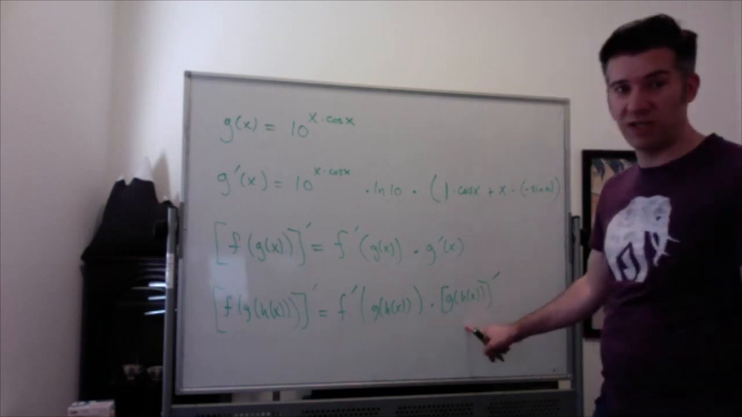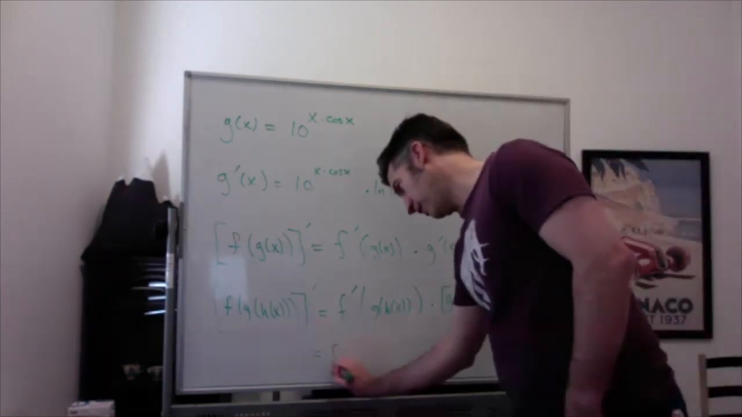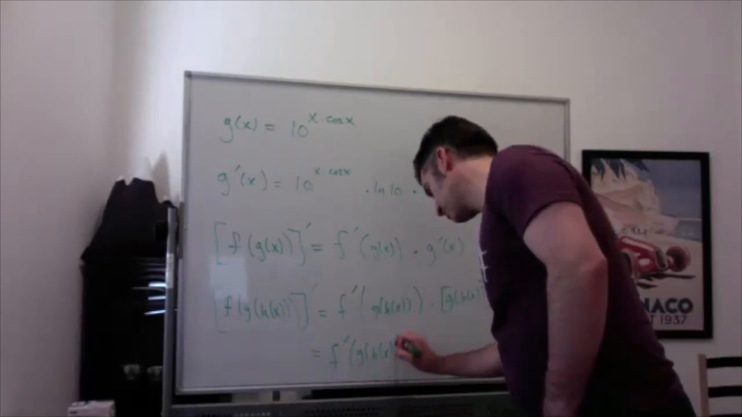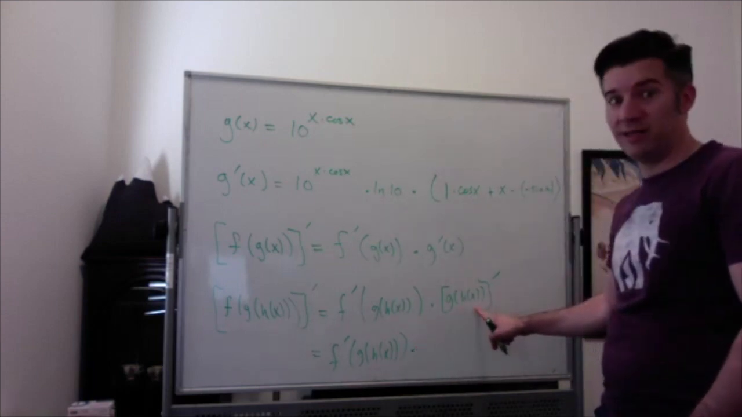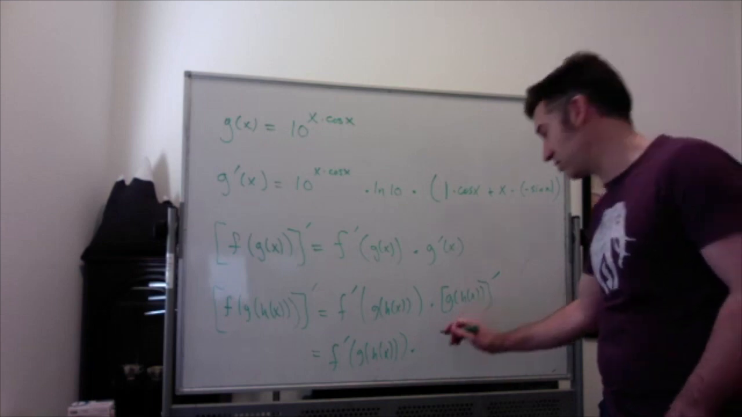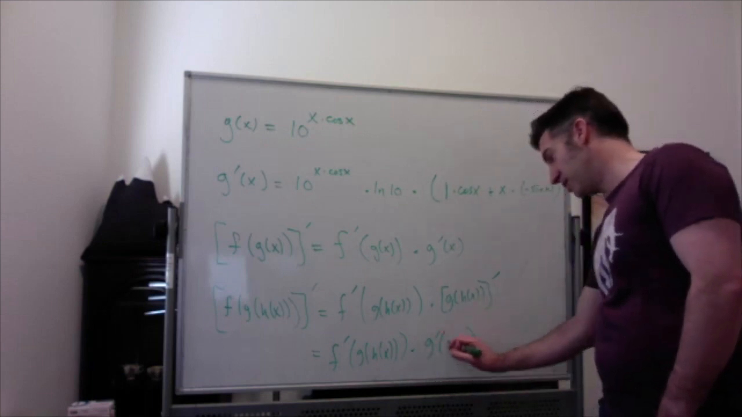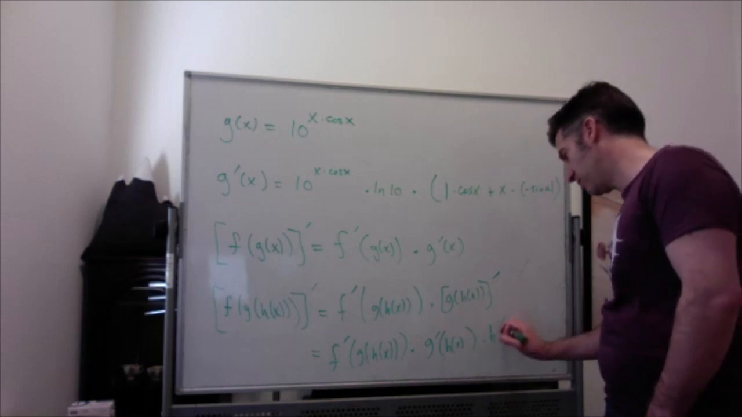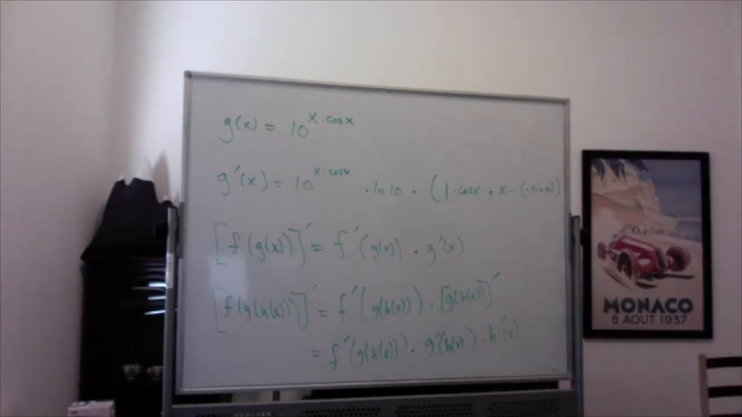But to do the derivative of g of h of x, I have to use the chain rule again. So I have f prime of g of h of x times the derivative of g of h of x. Well, take the derivative of the outer function, leave the insides alone, multiply by the derivative of the inside. So it's g prime, the derivative of the outside, evaluated at the inside left untouched, times the derivative of the inside. And you could do this literally as many times as you wanted to.